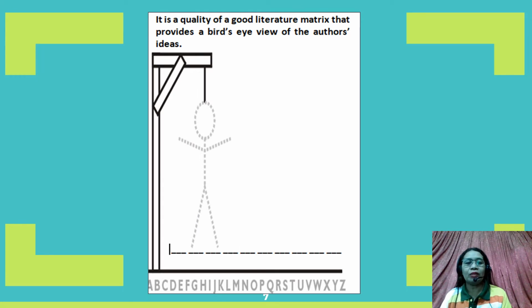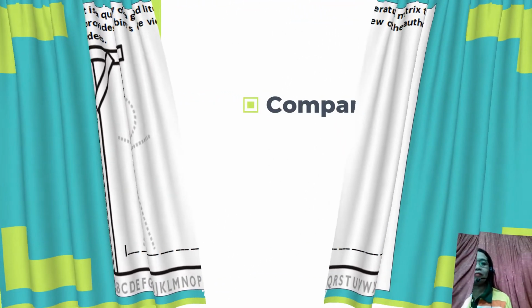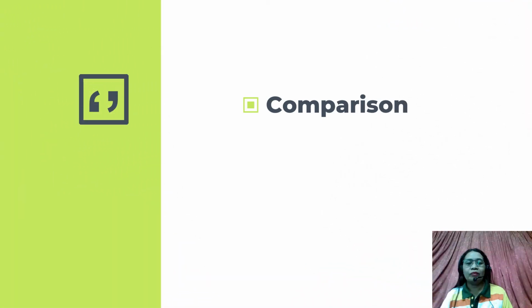Last question. It is a quality of a good literature matrix that provides a bird's eye view of the author's ideas. So anybody, okay, wake up, group number 4. Any idea? So the correct answer is comparison. Very good, group number 4. So now you earned your points. So let's stop here in our review.